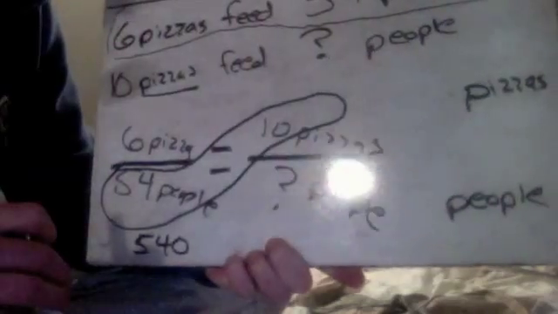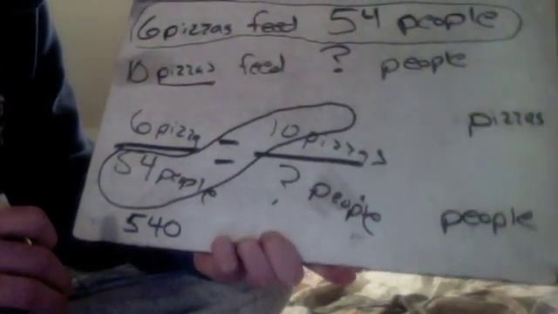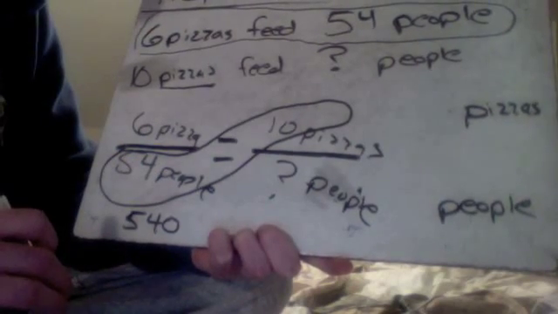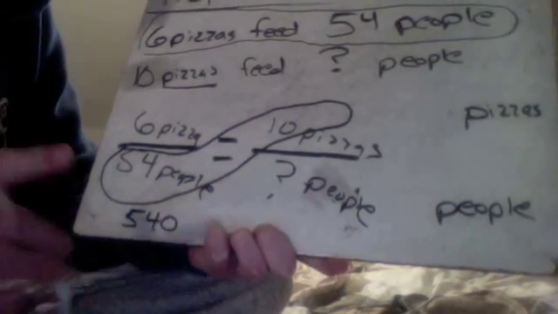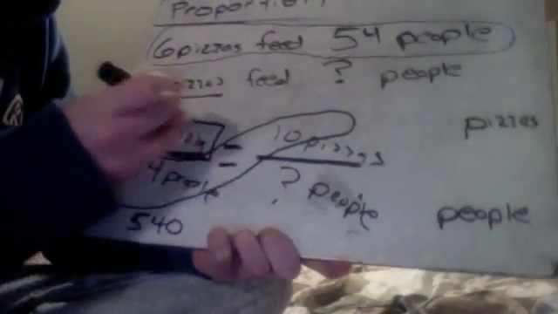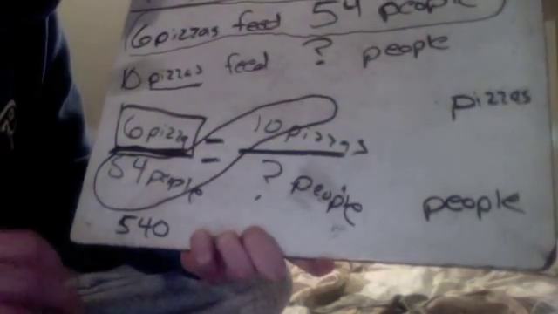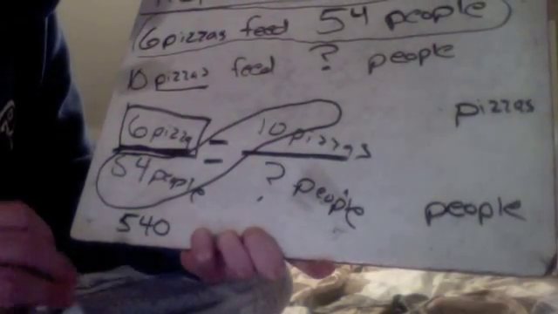Now, that is definitely not the solution to the problem, though. It doesn't feed 540 people. We need to do the last step. The last step is to divide by whatever's left over. We get 6 left over, so we need to divide by 6.